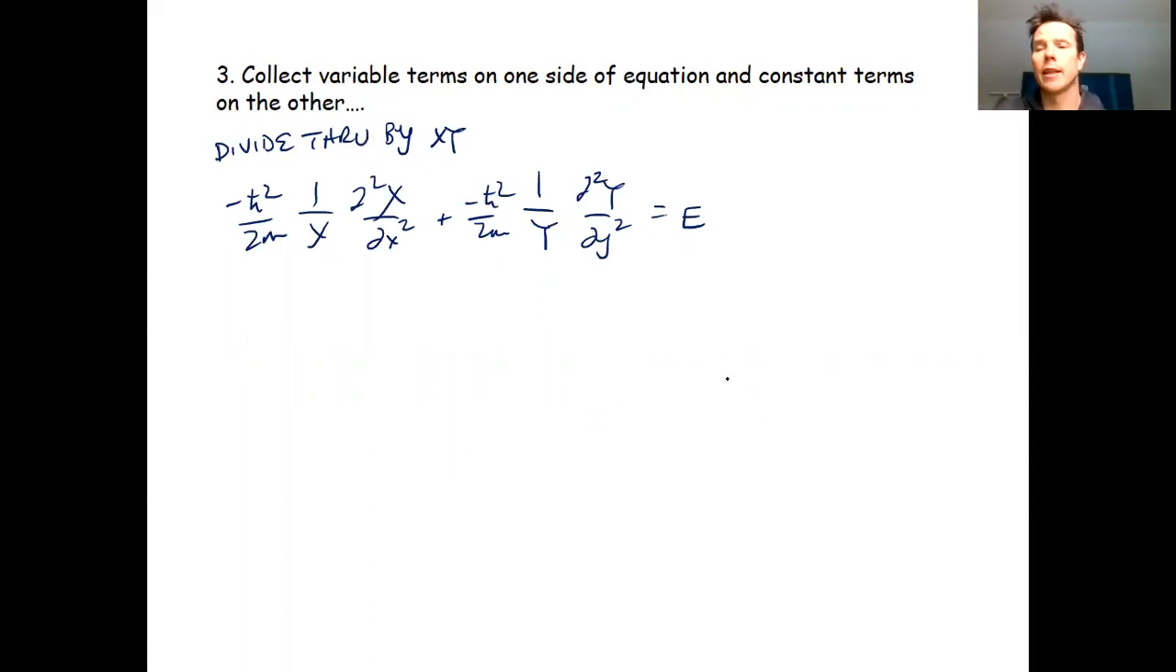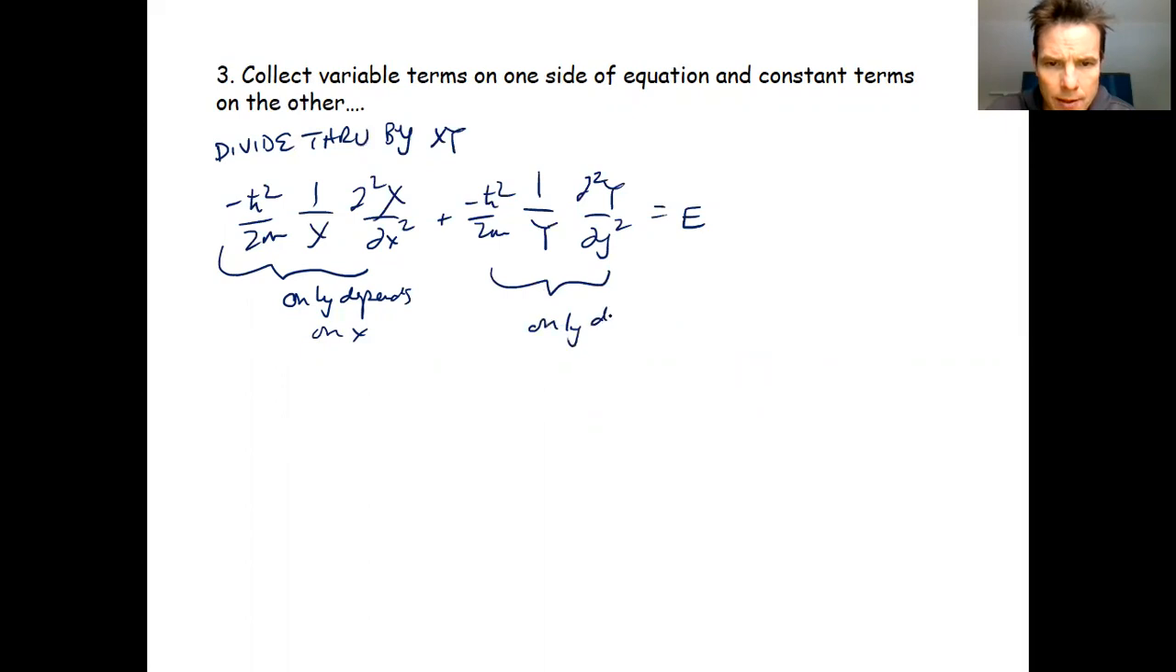We put all the variable terms on the left-hand side, right? Constants on the other. And we ask sort of a thought experiment question. Note that this only depends on X. This only depends on Y. And energy is a constant. It's the eigenvalue.